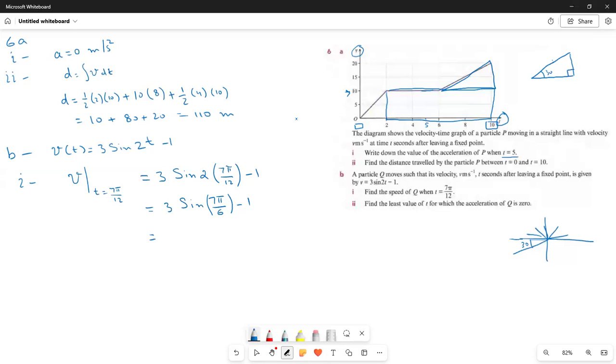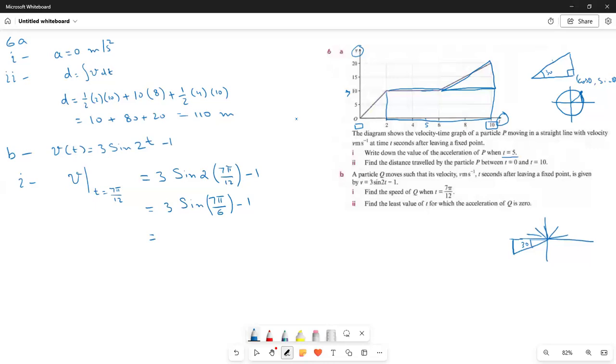You know that for any point on the unit circle, the x coordinate is cos of theta and the y coordinate is sine of theta. Whatever the y coordinate is, that is the sine of theta. So here, this y coordinate is going to be the sine of this angle.